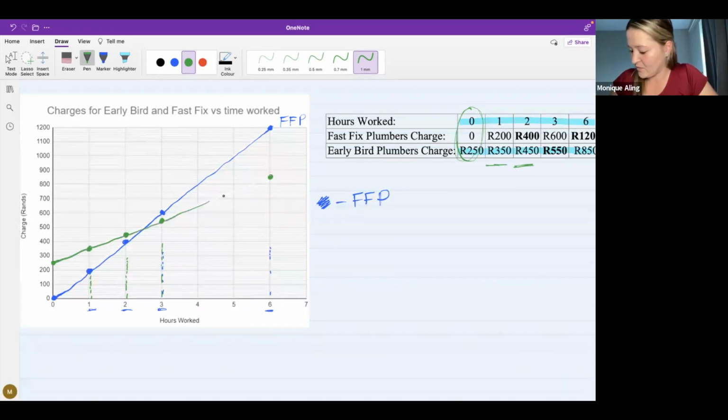Then we join our points. And again, however you want to, can label the line or make a key, because you get a mark for doing this, sometimes even 2 marks.